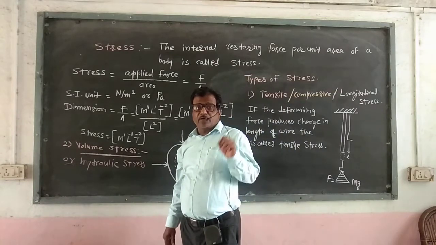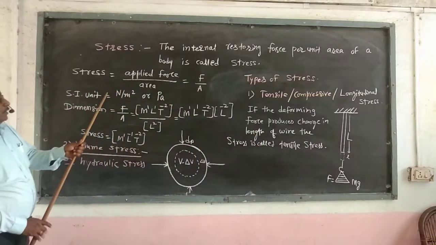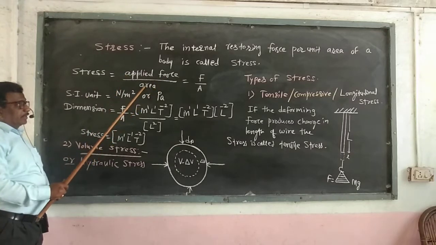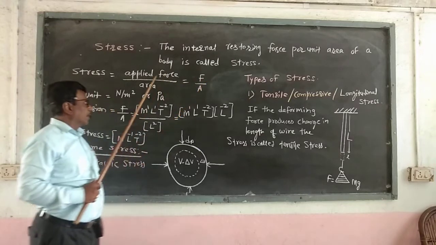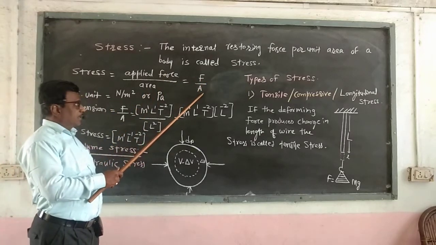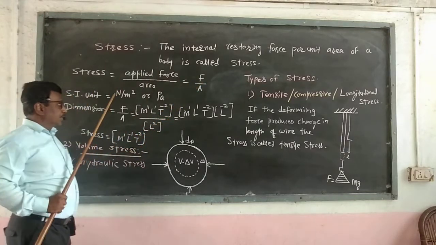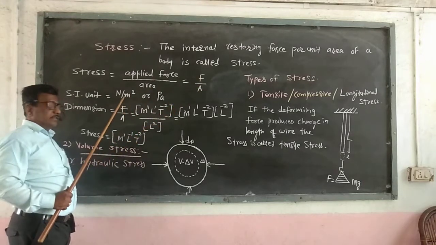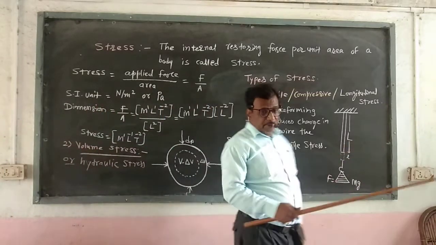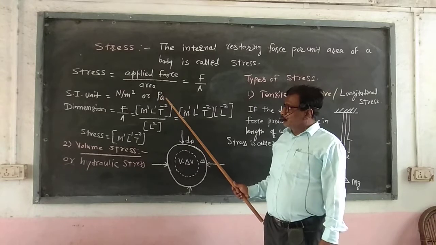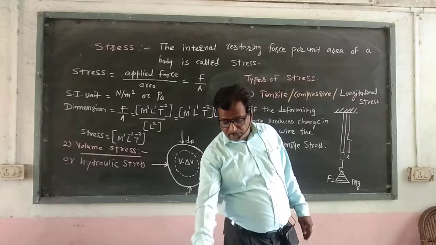Now we find out the formula for stress. Stress is equal to applied force divided by area. For force we write letter F, for area we write letter A. Then we find its SI unit. Force SI unit is Newton divided by area, area means meter square. So Newton per meter square is the SI unit of stress, or similarly it is equal to Pascal.